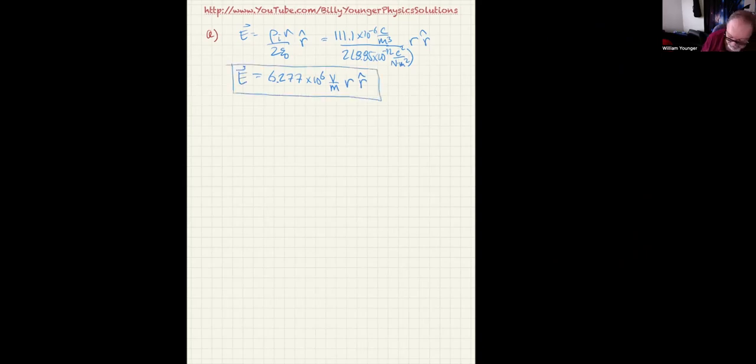So we do see a linear relationship. Remember, the r hat just gives us a direction, but the r says that as you get farther and farther from the center, the electric field actually gets stronger. That's because the increasing electric charge is growing faster than the distance away is growing, or at least in a way that it can overcompensate for it.